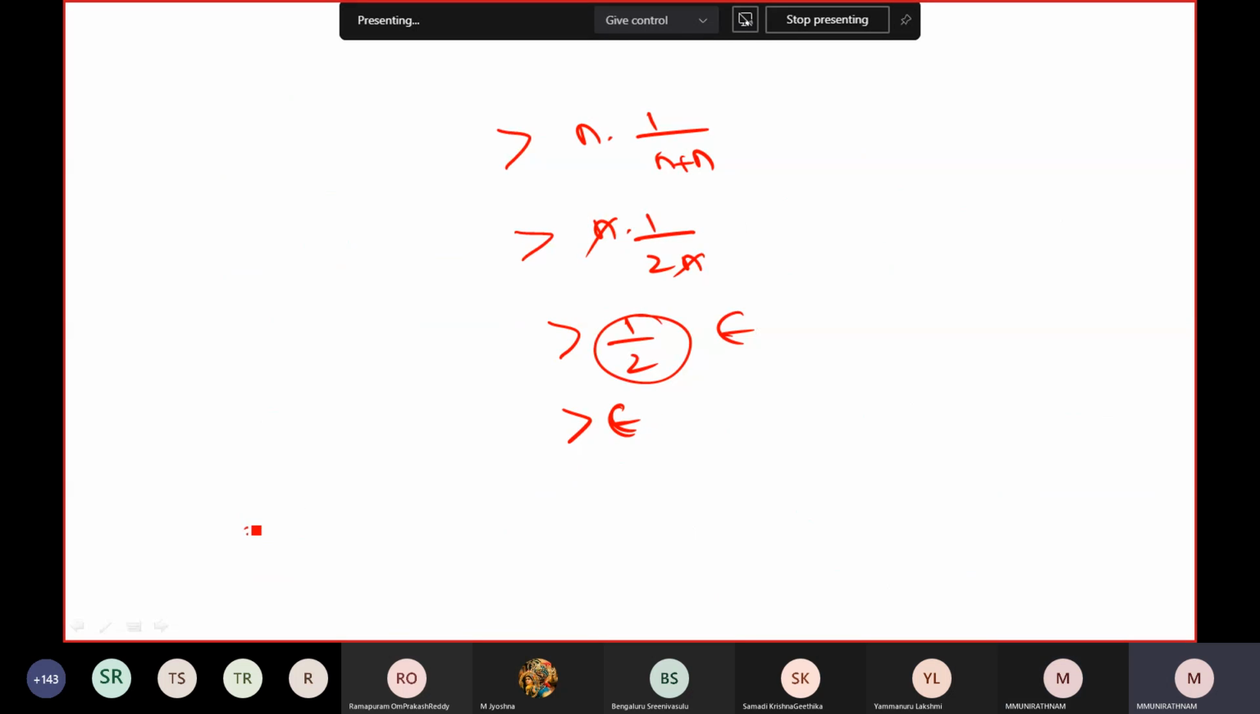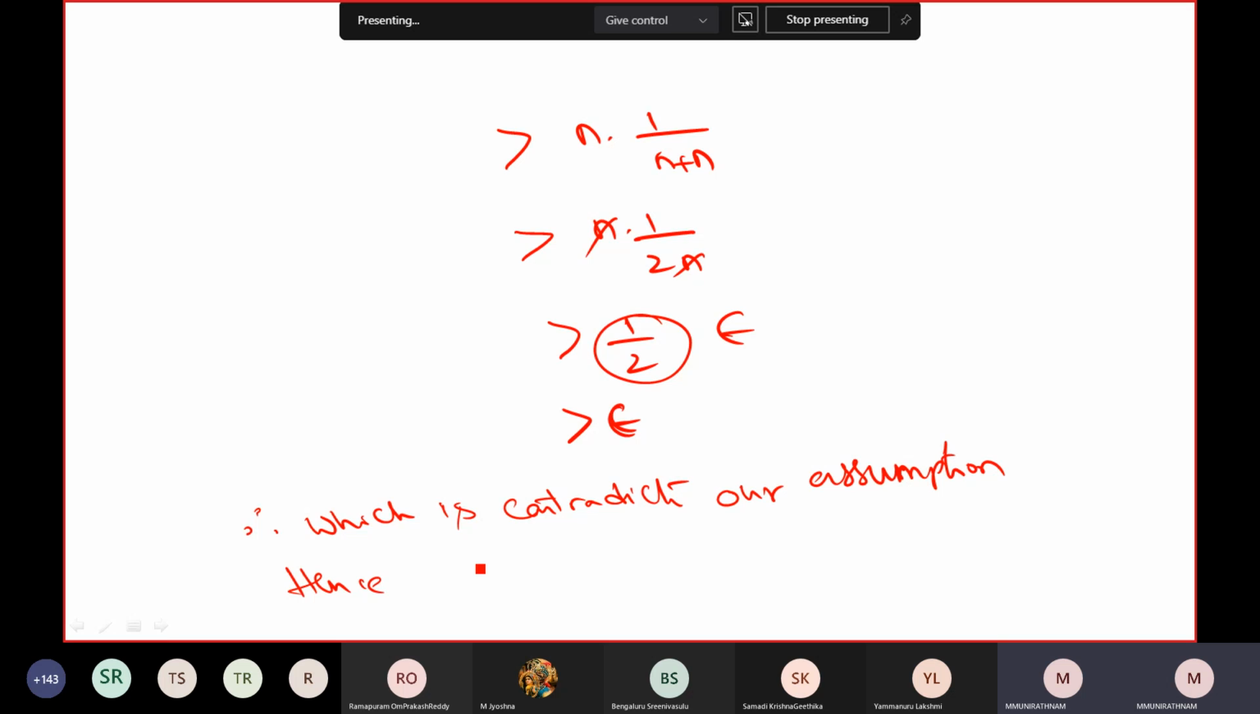Therefore, this contradicts our assumption. So hence the harmonic series diverges. The harmonic series diverges.